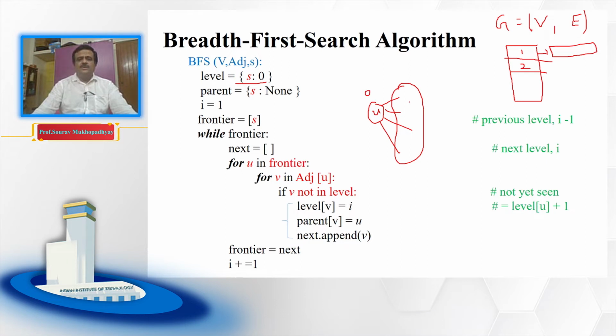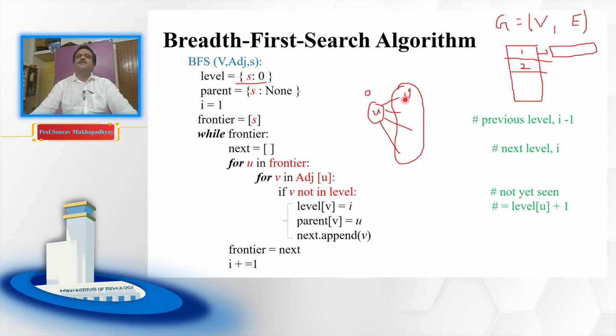Now, we consider all the vertices which are in the adjacency list of this node. Now, if V is not labeled, so this is one of the V in the adjacency list. So, this is V. Now, if V is not labeled, then only we label the V by I, because earlier label is I minus 1, and the parent of V we put to be U, because this is the direct edge. So, parent of V will be U.